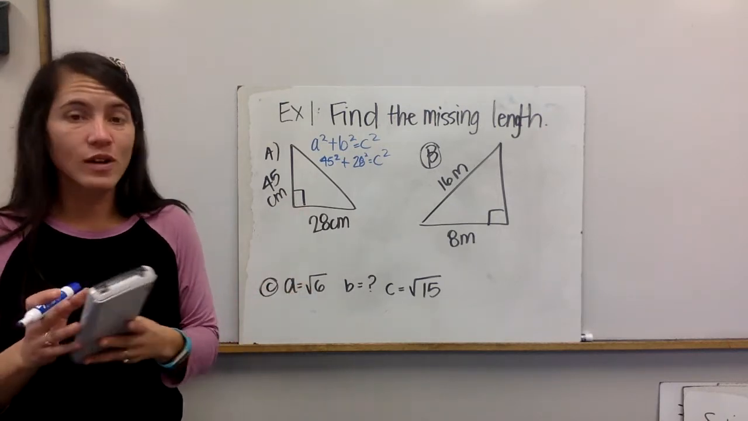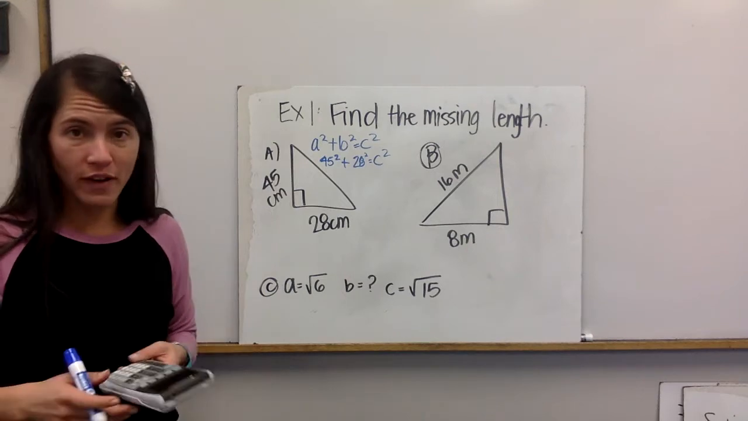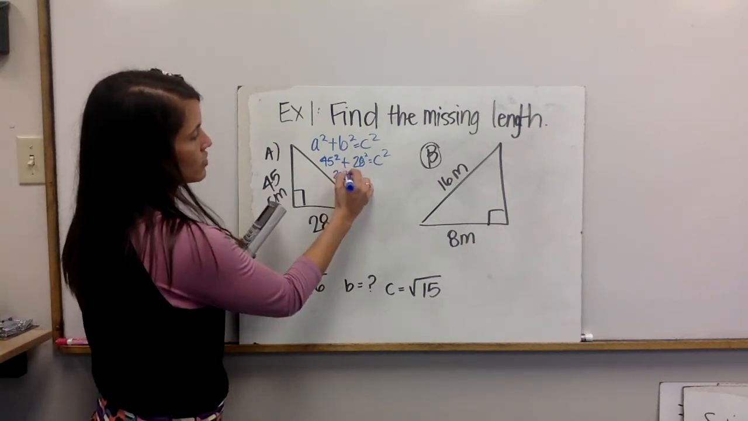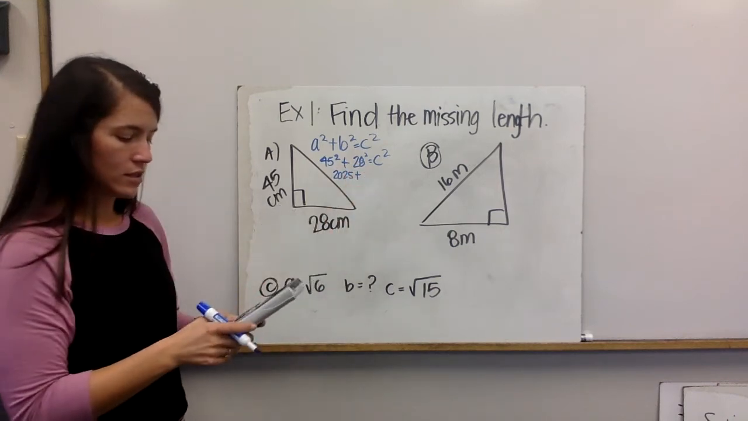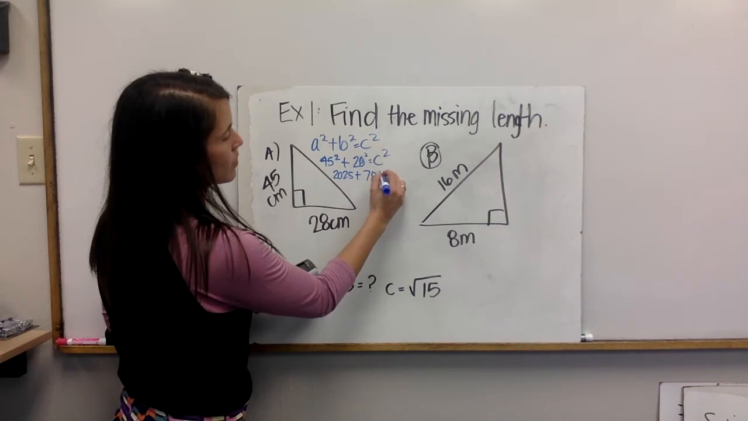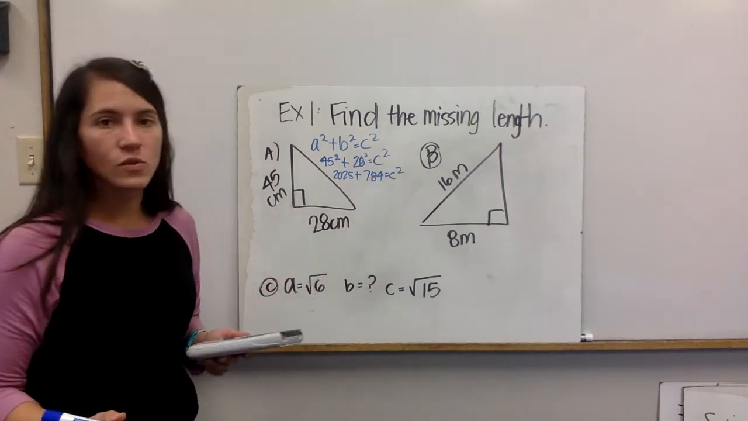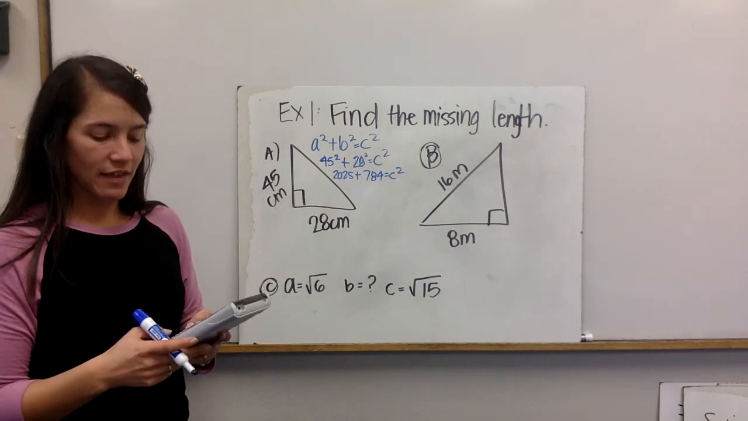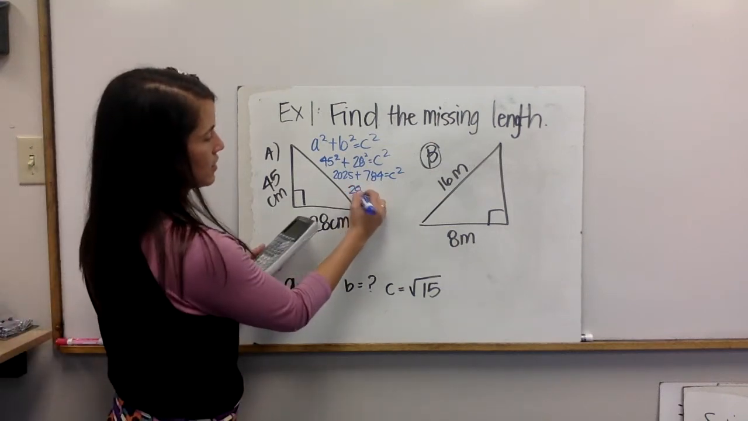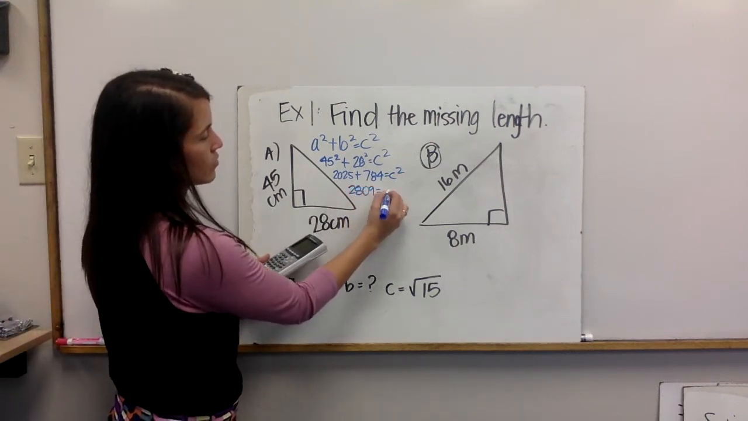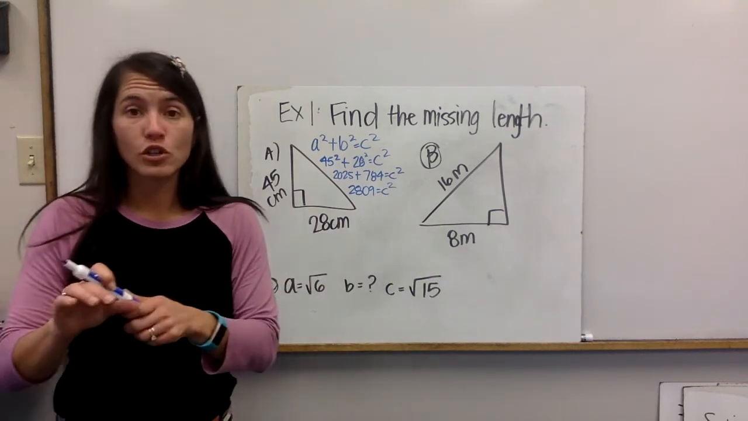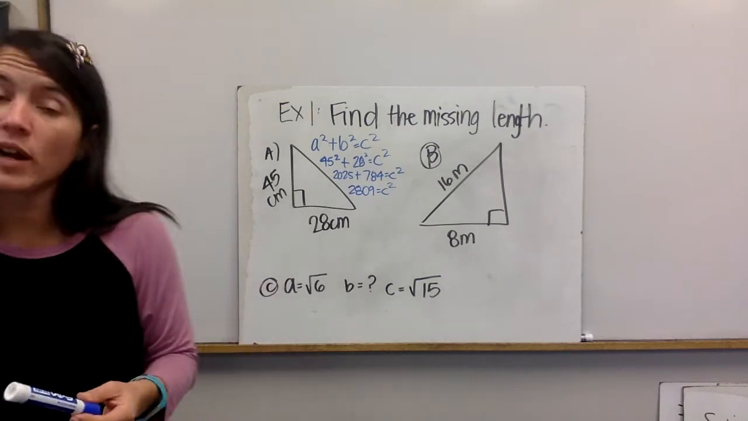So now we're actually going to square these. Do not try and multiply 45 times 45. Just square it in your calculator. It's 2,025, plus 28 squared is 784, and that's going to equal c squared. We have to add those together, and I get 2,809 equals c squared.